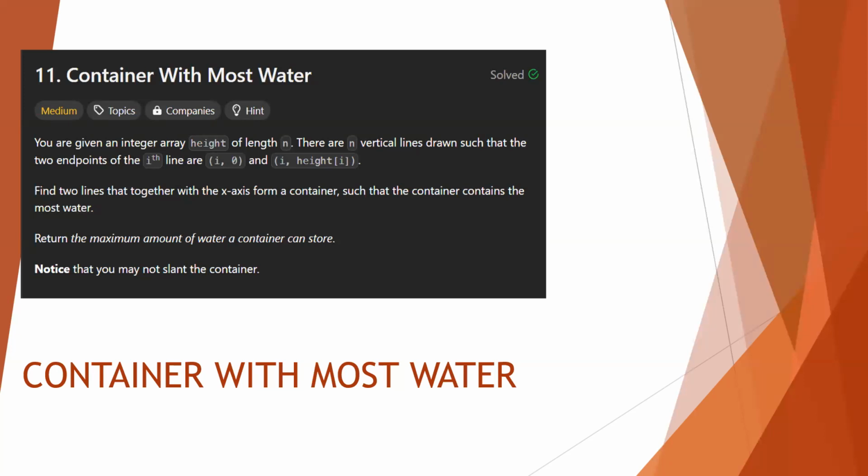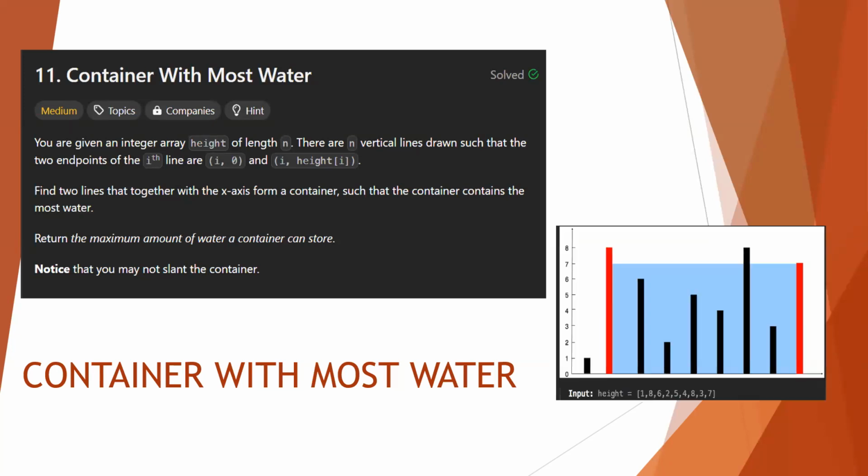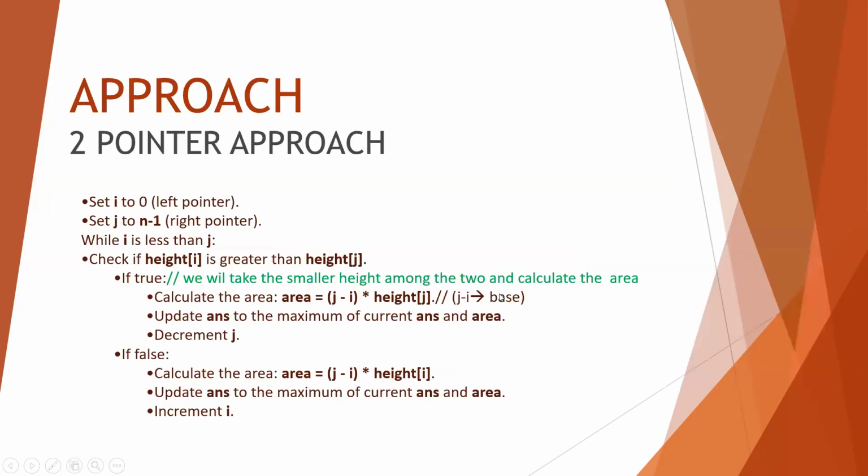So let's understand this with the help of a demonstration. As you can see in this example, we are given a heights array. So 1 indicates the height of bar 1, 8 indicates the height of bar 8, 6 indicates the height of bar 6, and so on. And we need to calculate the maximum rectangular area we can get. So let's see how we can approach this.